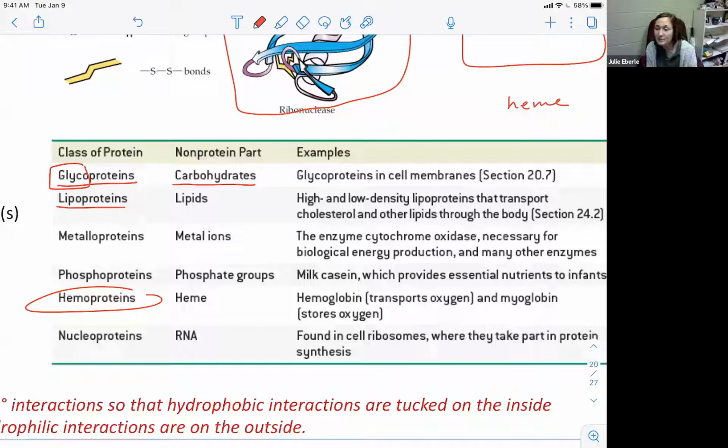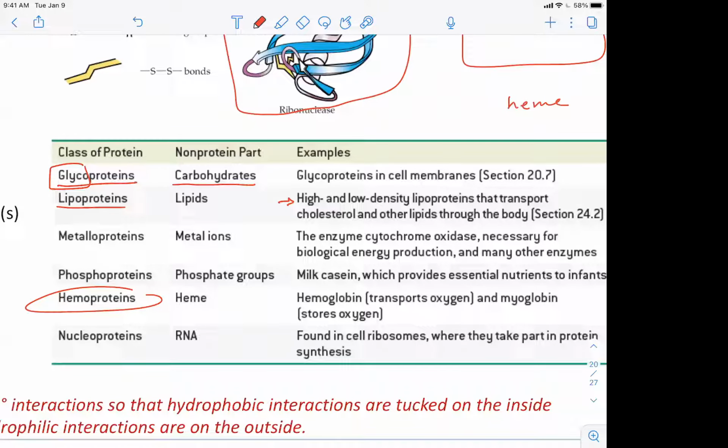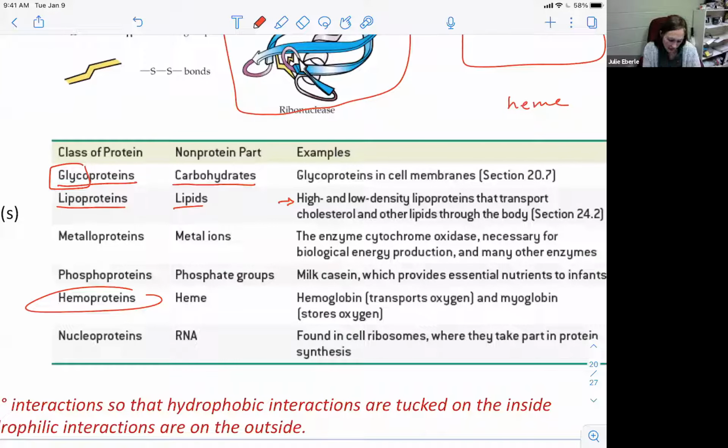Lipoproteins, you could probably guess lipids are the non-protein part. You can have lipids tucked into proteins. So the example is high density and low density lipoprotein. Anybody heard of HDL and LDL? The good and the bad cholesterol, okay? So this is an example of lipoproteins, and they have lipids incorporated with them, and they transport cholesterol or other lipids throughout the body.